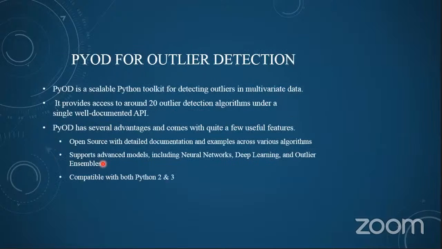I'm going a little bit fast because it's already 3:52. We will be using a beautiful library called PyOD for this outlier detection, the Python Outlier Detection library. This is a Python toolkit with a simple API that has over 20 outlier detection algorithms. It has several advantages: it's open source, everyone can use it, it supports neural networks, deep learning as well as outlier ensembles, and it is compatible with both Python 2 and 3.